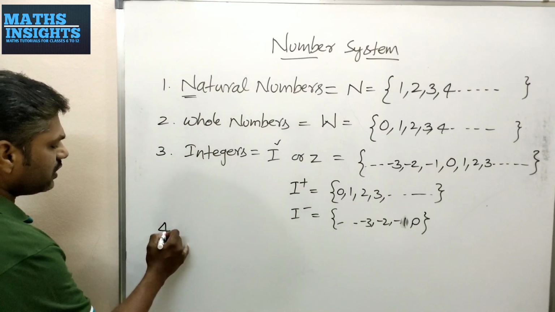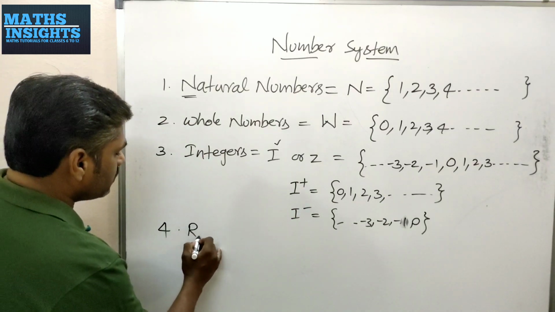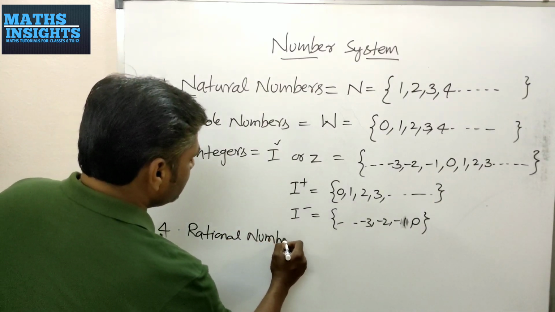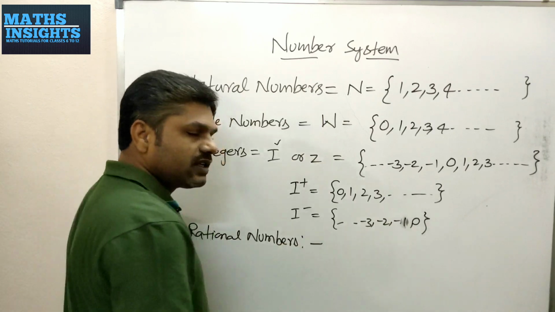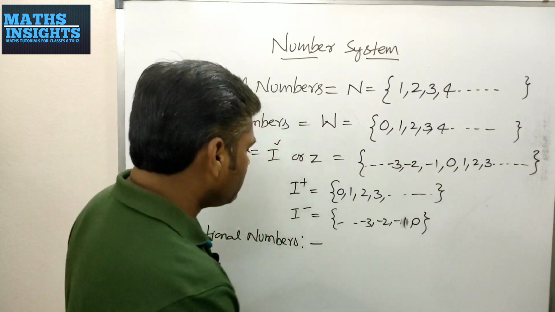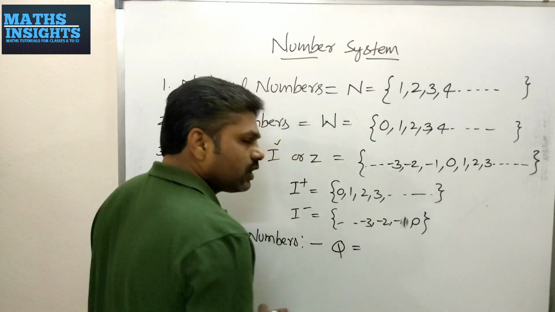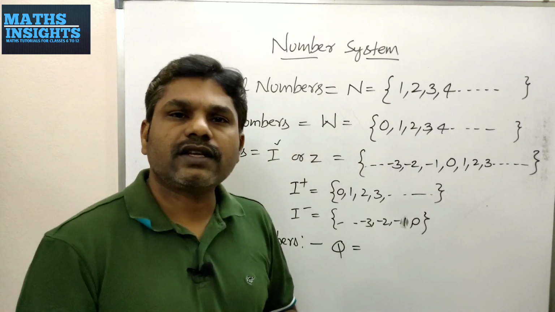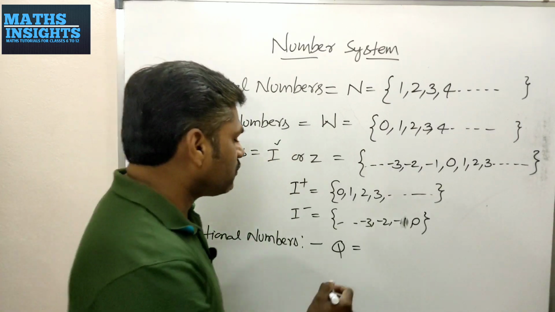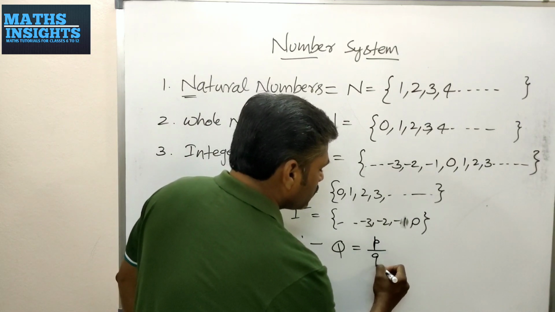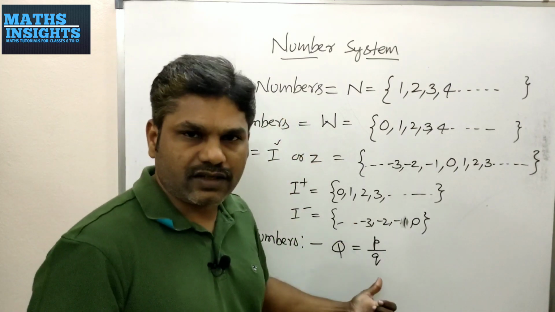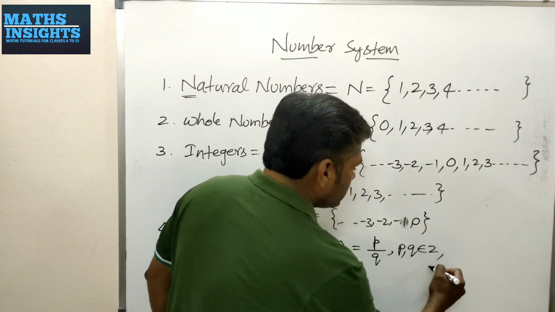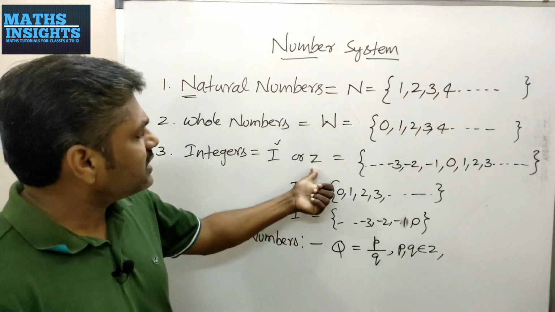The next set of numbers are rational numbers. These are very important numbers. Generally, this set of numbers is represented by using Q, rational numbers. Rational numbers are defined as the numbers which are in the form p by q, which is nothing but a fraction. But here p, q should belong to Z. Z means the set of integers.